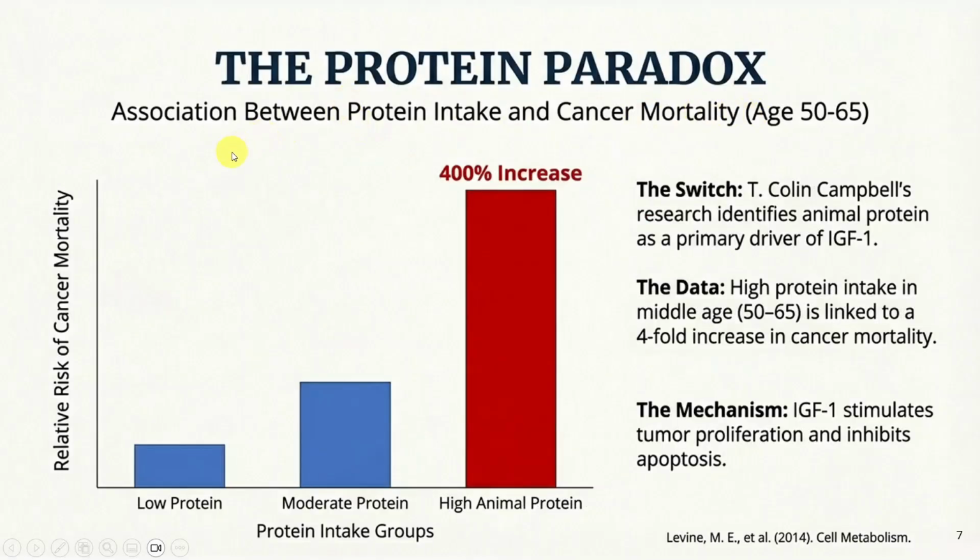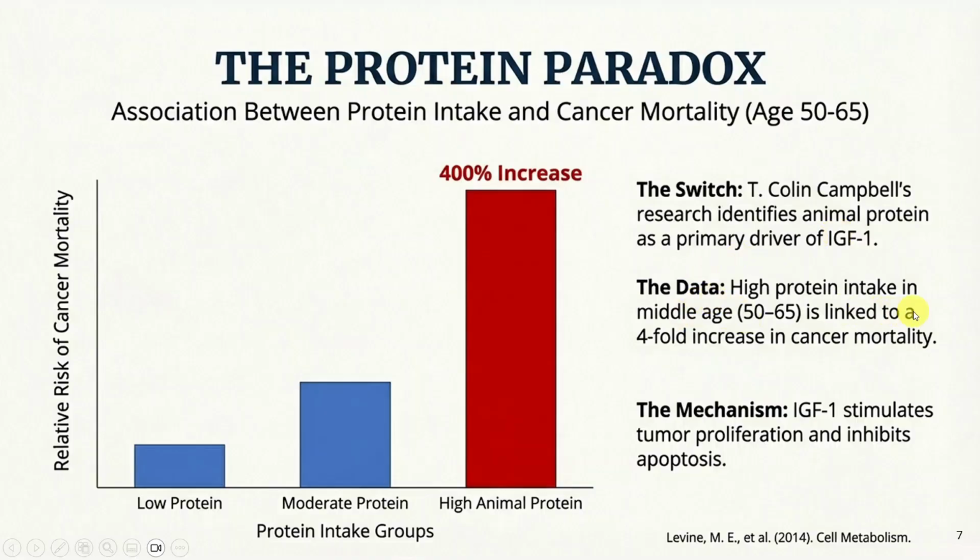So there's an association between protein intake and cancer mortality, or death, between the ages of 50 and 60 with this study here. So the switch is that T. Colin Campbell's research identified animal protein as a primary driver of IGF-1. So what is animal protein? Any living being that had eyes or a mother. This includes any type of beef, chicken, pork, fish, seafood, anything like that.